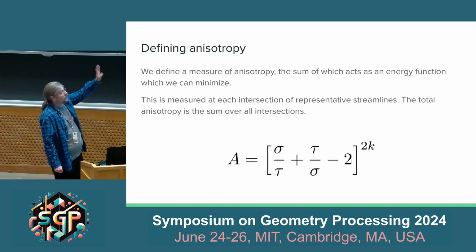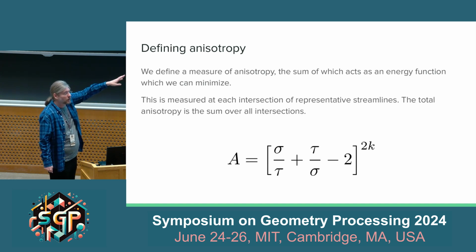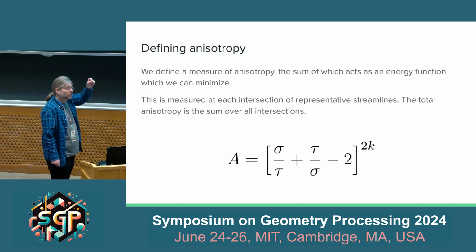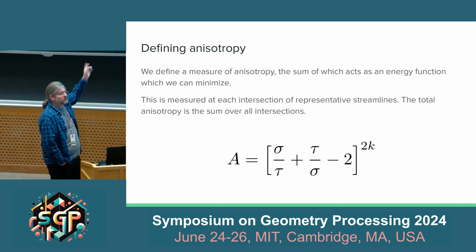If you use a k of infinity, where your optimization process is just looking at the worst anisotropy in the region, this optimization gets caught in local minima. So we would actually advise not using a high k.